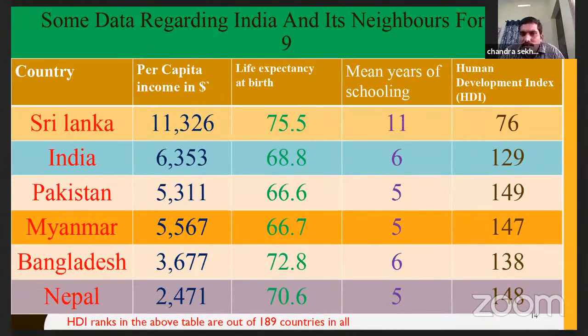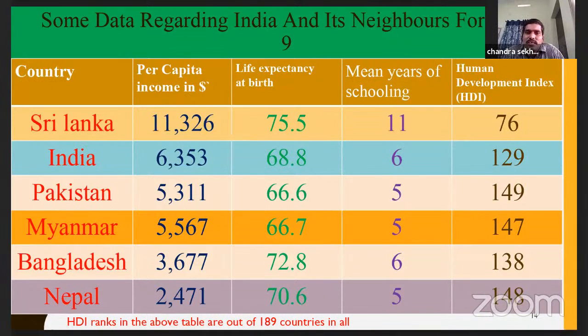In the table, there is some data regarding India and its neighbors for 2018, based on the Human Development Report prepared in 2018. So what are the countries? Sri Lanka, India, Pakistan, Myanmar, Bangladesh, Nepal. These are the 6 important neighbor countries. When we observe this table, students, which country has more per capita income according to the table?